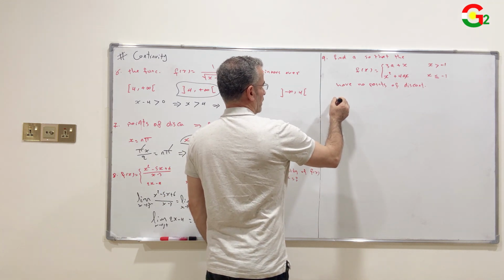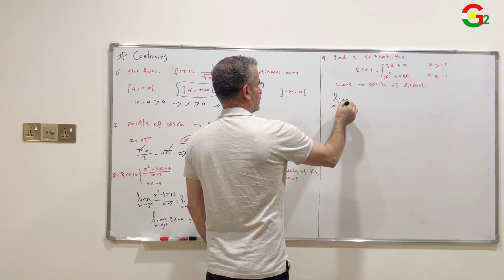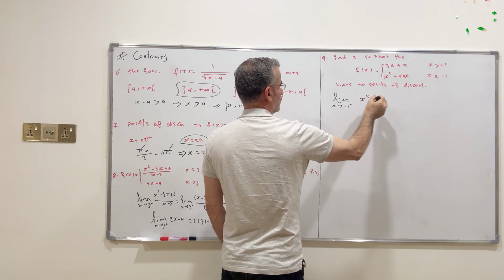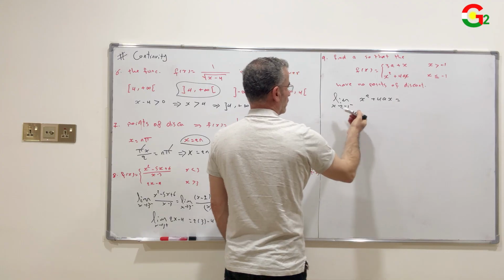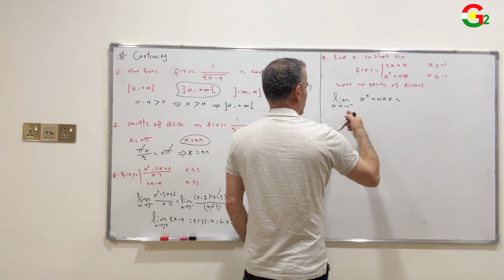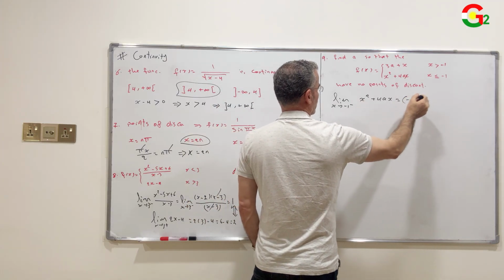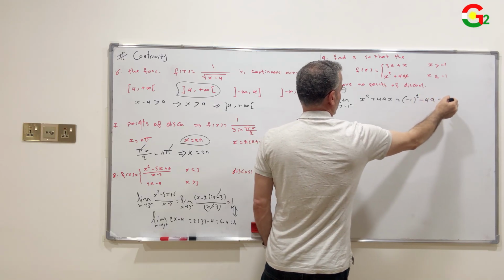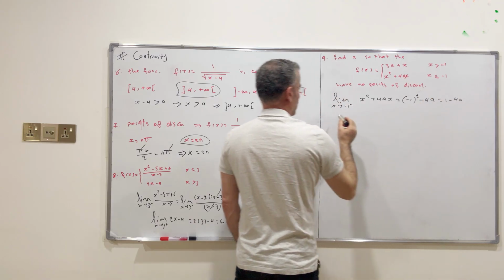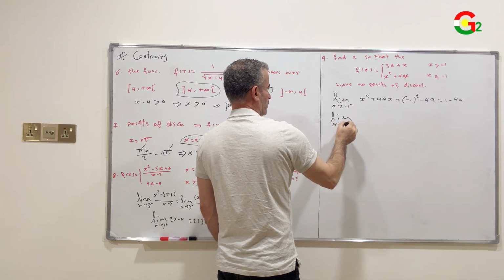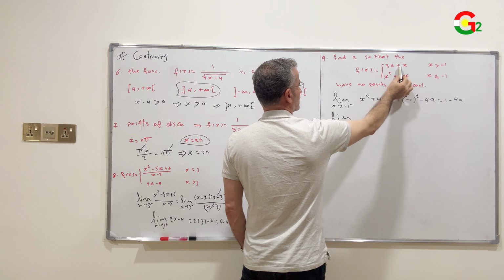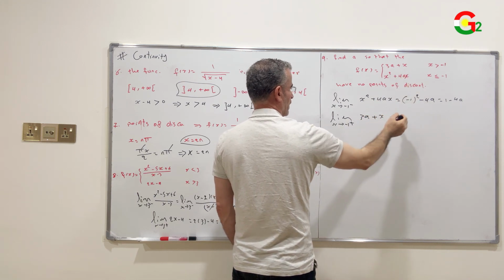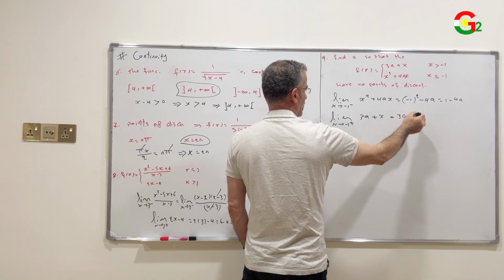Therefore, the limit when x approaches -1 from the left, use this segment, x² + 4ax. Substitute every x with -1: (-1)² - 4a equals 1 - 4a. And the limit when x approaches -1 from the right, use this segment, 3a + x, substitute every x with -1. The answer is 3a - 1.